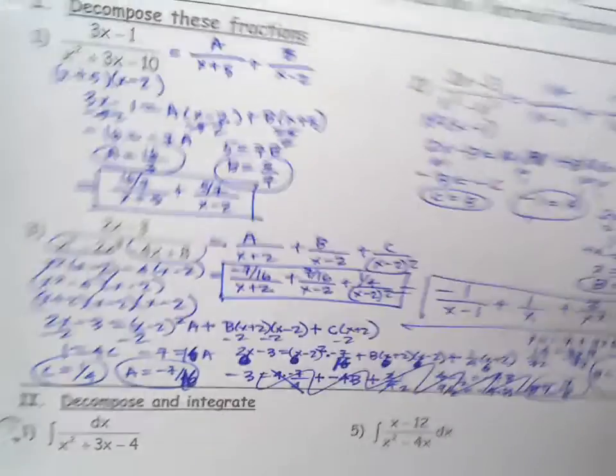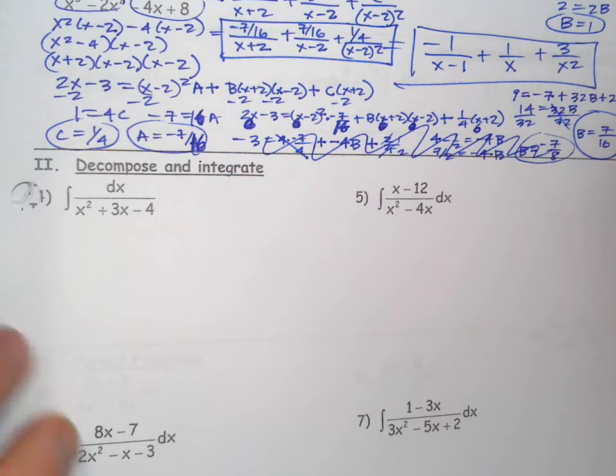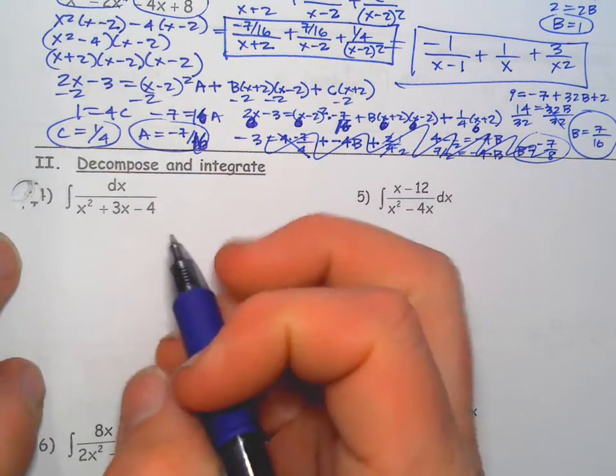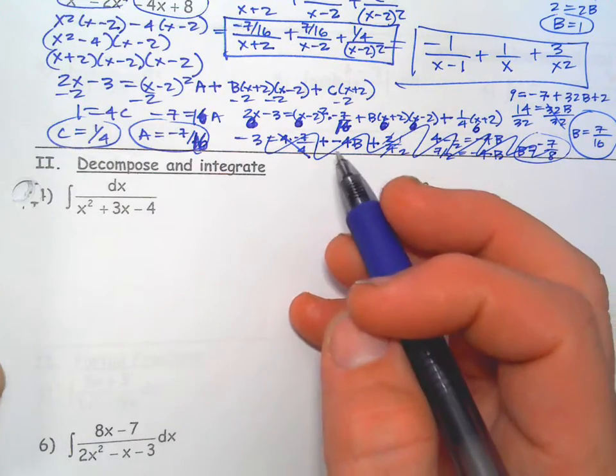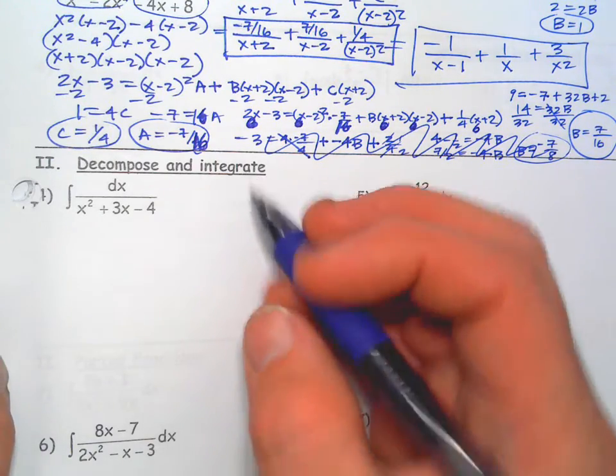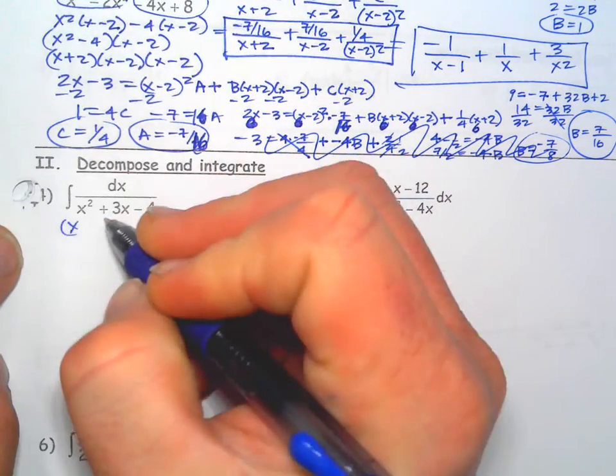Okay, so let's see. These ones we're going to actually integrate afterwards. First, just check if any other more direct method works before you start trying to do partial fractions. And it doesn't. So we've got to factor this.